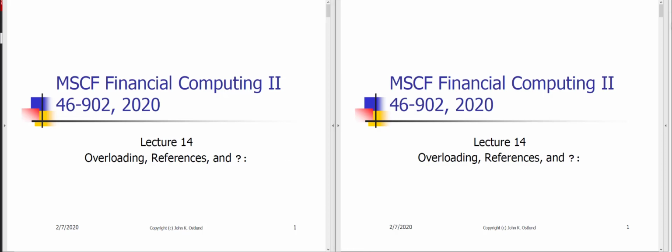Alright, so here in lecture 14 we're going to take a look at what's called overloading functions. That is, having several functions with the same name that the compiler can distinguish from one another by their argument numbers and argument types. We're also going to introduce references, which are available in C++.